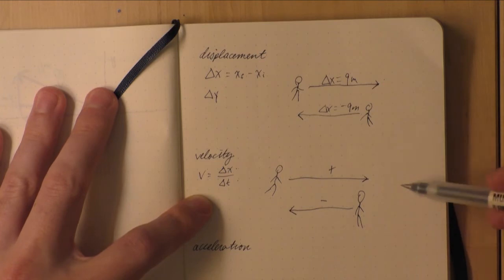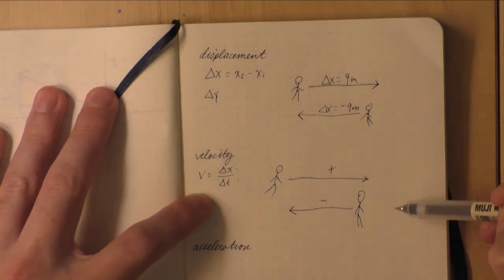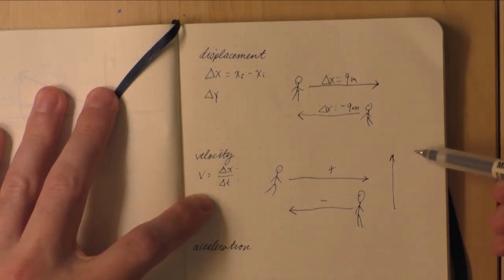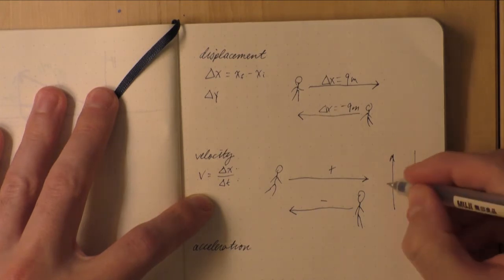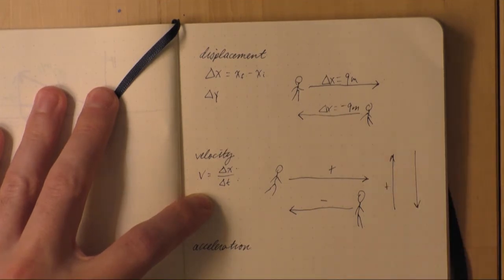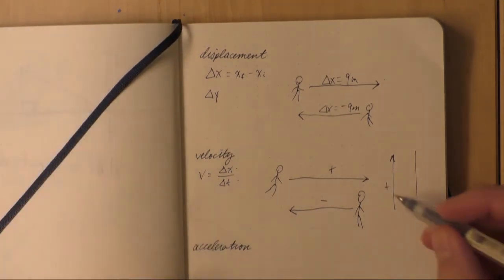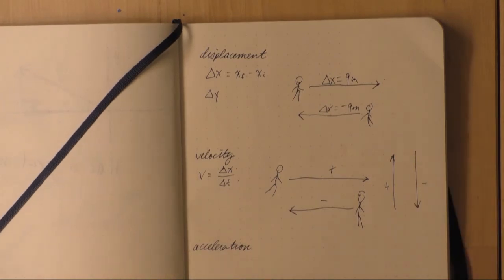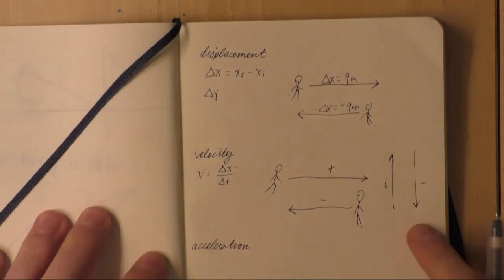We also discussed a couple of scenarios in which something moves up or down, and we said that in physics, there's a convention that up is going to be counted as positive, and things pointing down are generally counted as negative.